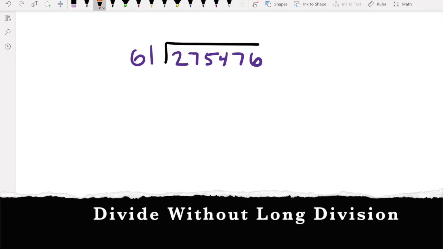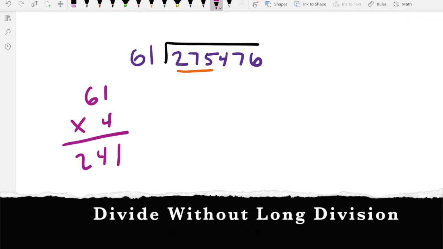Say you were going to divide 275,476 by 61. If you're going to long divide, you do this whole process. Well, 61 doesn't go into 27, so you have to look at 275, and kind of off to the side, you think about how many times does 61 go into 275, and it might require you to do some math on the side. You maybe are multiplying, and you find out when you times 61 by 4, you get 244. So it goes in there 4 times.